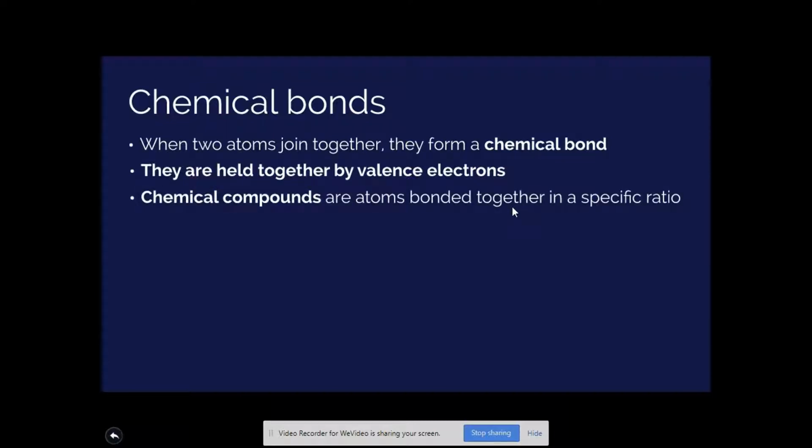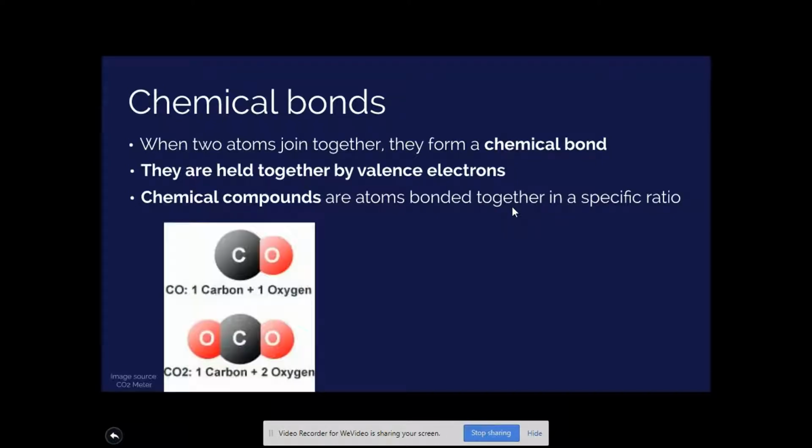And when two or more atoms are bonded together by a chemical bond, we call that a chemical compound. And they are bonded together in a specific ratio. So what do I mean by this ratio? Well, see here this example of carbon dioxide and carbon monoxide. These are two very similar compounds because they're both made of carbon and oxygen. They have the same elements, but notice that they have a different number of oxygen, where CO here only has one oxygen and CO2 has two oxygen. I know that's a very small difference between the two, but that's enough to make them different compounds, and they will actually have different properties.